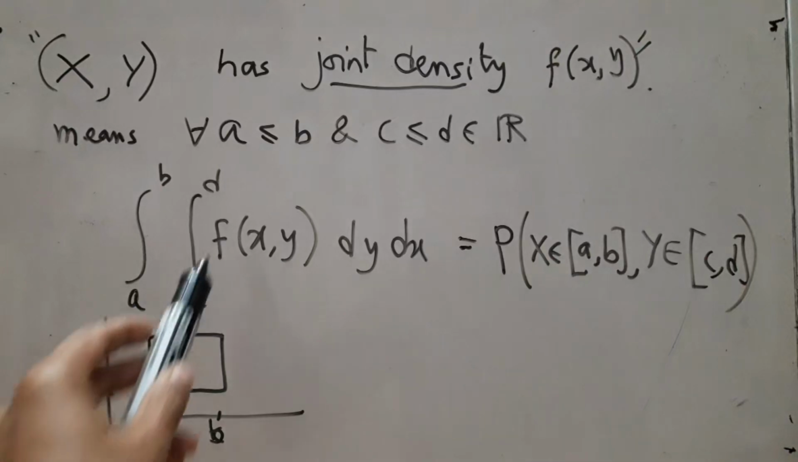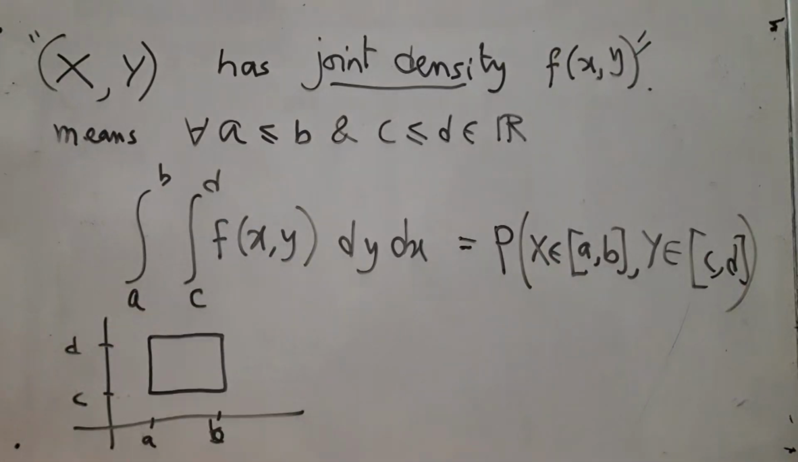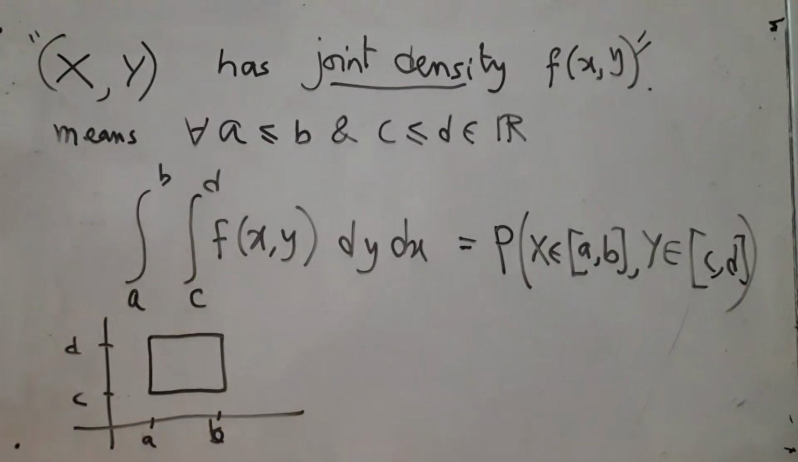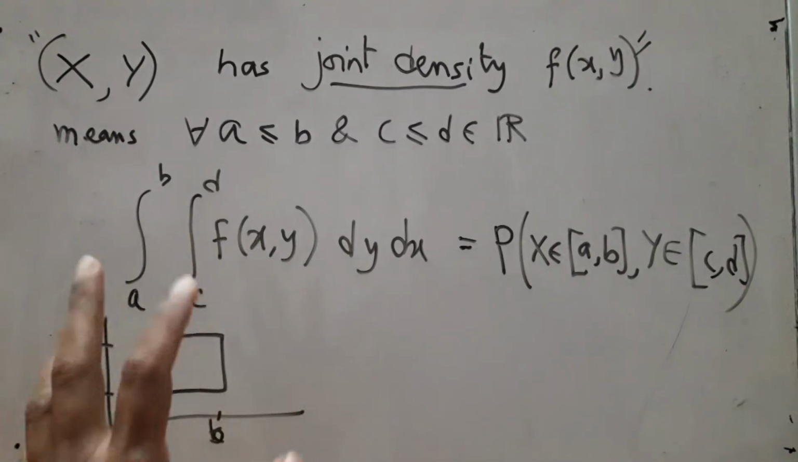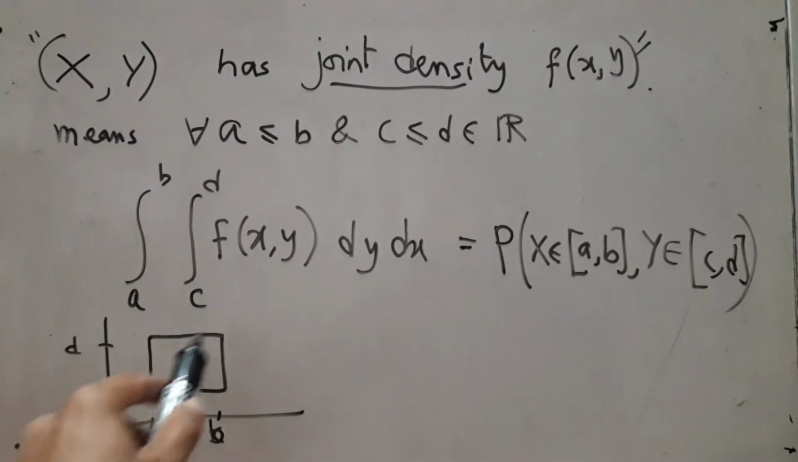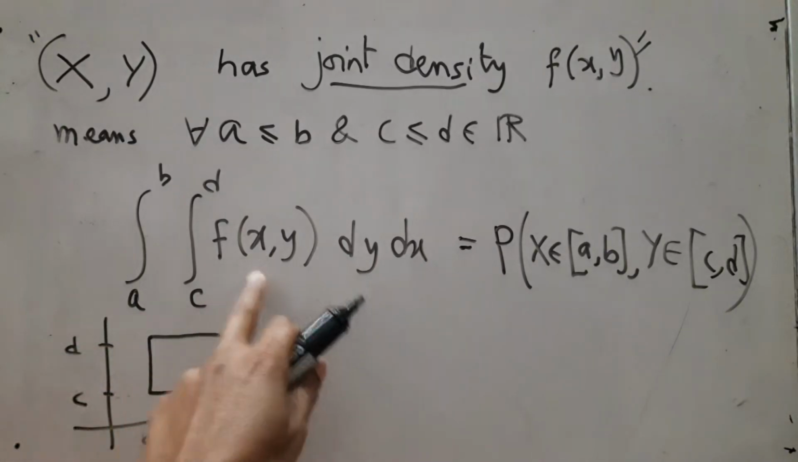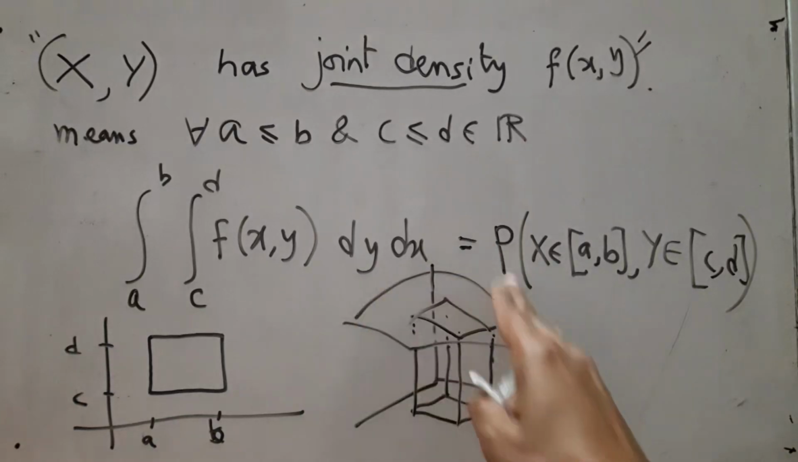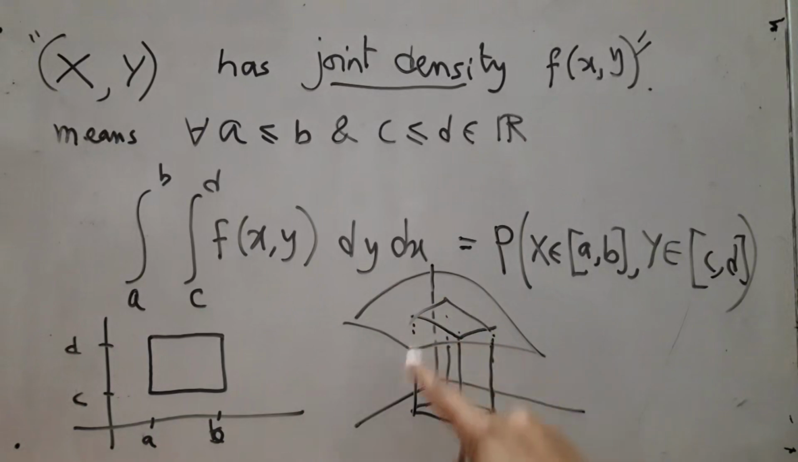Now if I think of this as its graph, which is a surface over the xy plane, and it is non-negative, so it is above the xy plane, in that case this integral is basically the volume of the tent with this as the floor and this surface as the roof. So here is the surface and here is the tent whose volume is given by this.